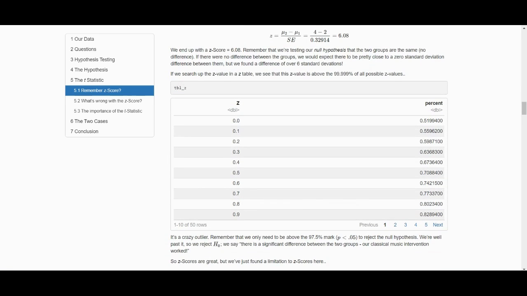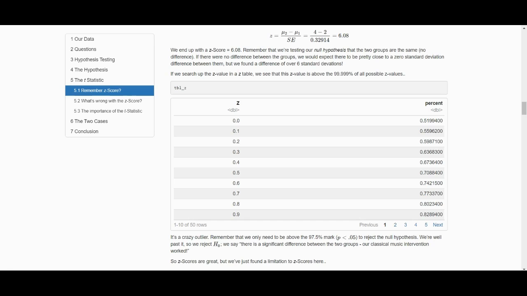Remember that we're testing our null hypothesis, that the two groups are the same. So this means that we would expect no difference. If there were no difference between the groups, we would expect there to be a pretty close to 0 standard deviation difference between them. But we found a difference of over 6. If we search up the z-value in a z-table, like I put in here below, we can see that this z-value is actually above the 99.99% of all possible z-values.